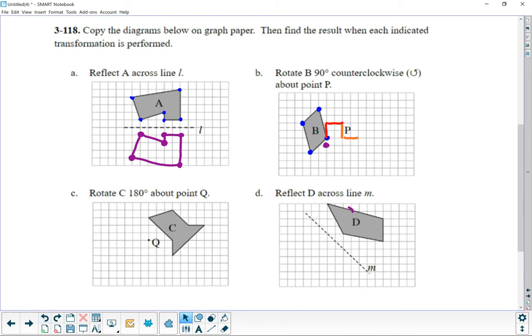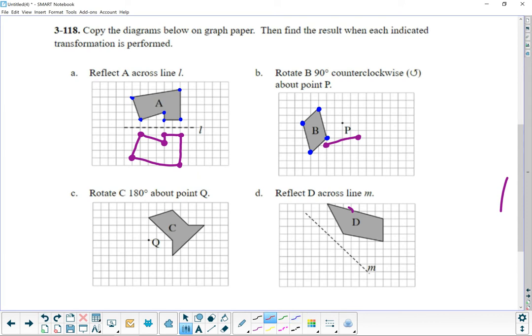Okay. And that's going to be my point, which I'll put in purple. Okay. And you can start connecting the dots if you want. If you don't want to get confused, because we just did these two right here, right? So if it's rotated 90 degrees counterclockwise, that's what it's going to look like.